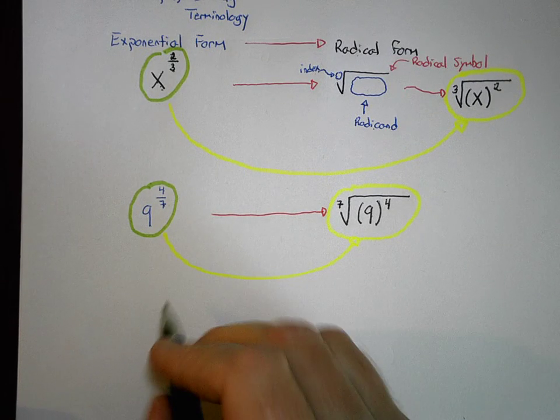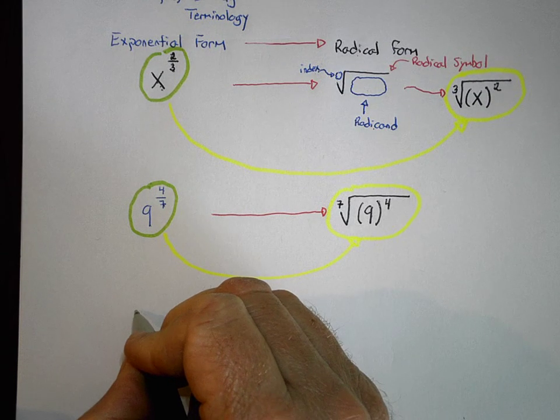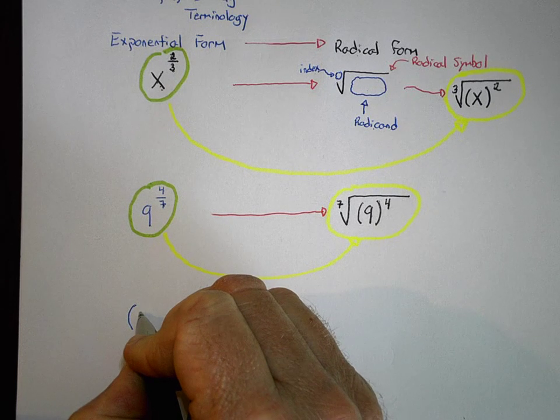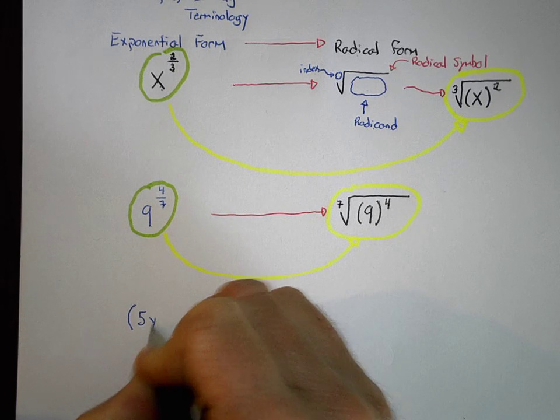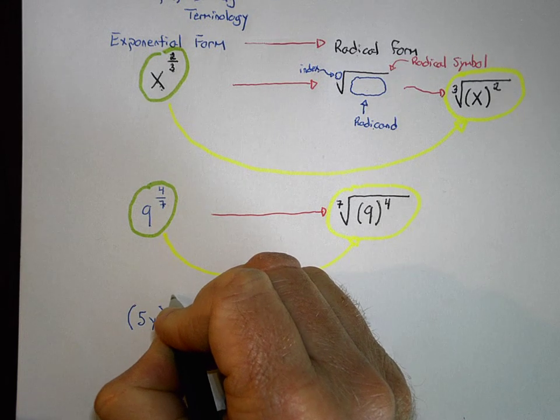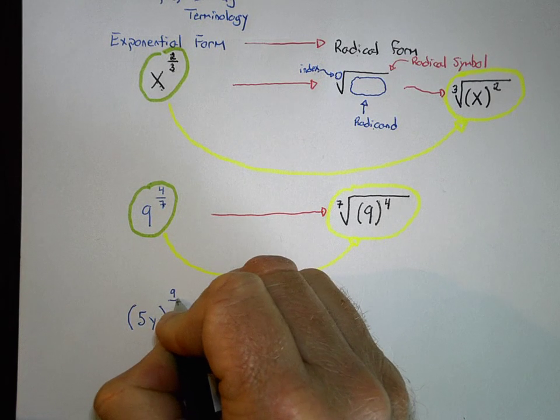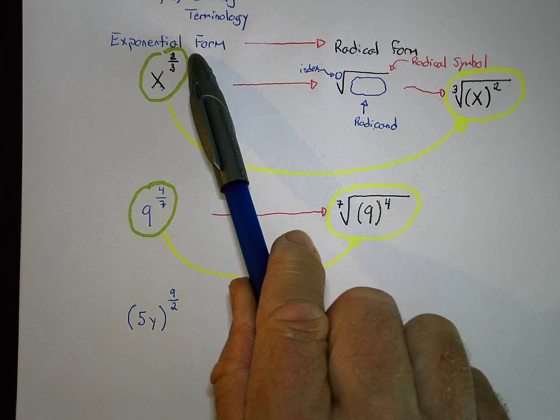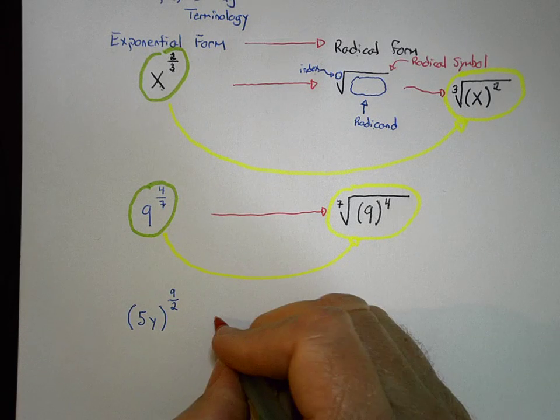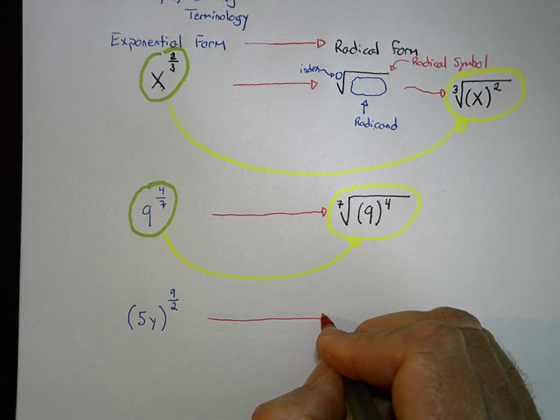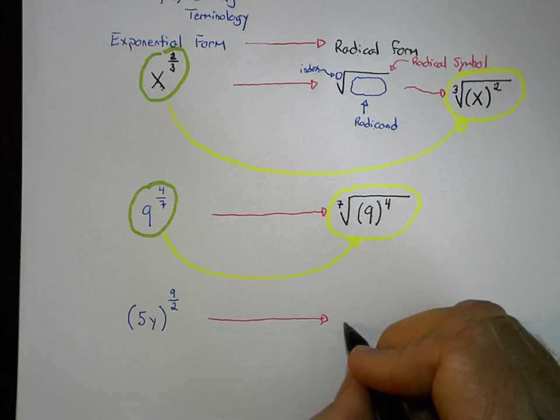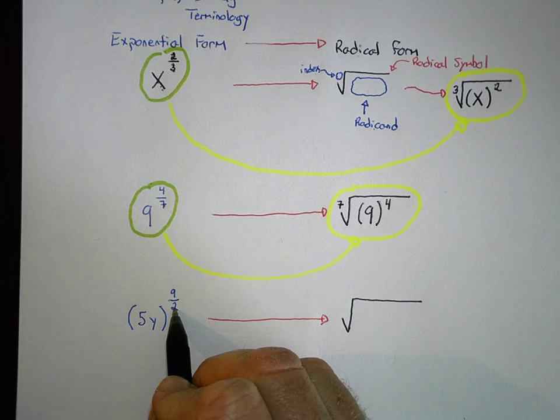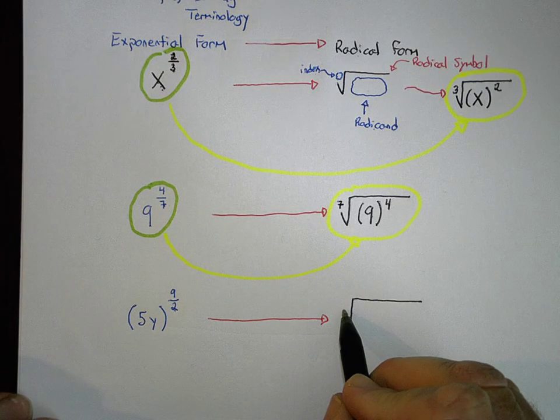So let's do one more where I have a parentheses, and I have 5y to the power of, I don't know, let's go 9/2. Okay, so this right here would be considered an exponential form, because we have an exponent. So what I want to do is change this to its equivalent radical form. So how do I do that? I draw the radical symbol. Whatever the denominator is of the exponent, which in this case is the 2, that's what you write as the index right there.